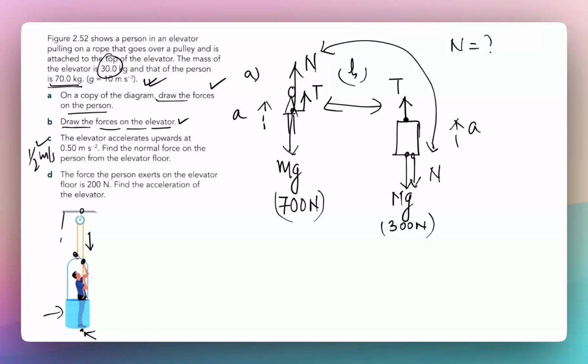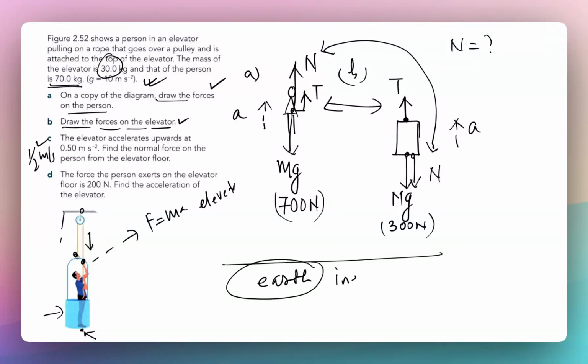And now because the elevator is accelerating upwards, we cannot apply F equals ma in the elevator's frame of reference. We have to come down to the earth, which is our inertial frame of reference. So Newton's law cannot be applied in a non-inertial or accelerating frame. So we have to apply Newton's law in the inertial frame from the earth. If you look from the earth, both of them are accelerating upward with an acceleration a, and these are the forces which are acting on them.